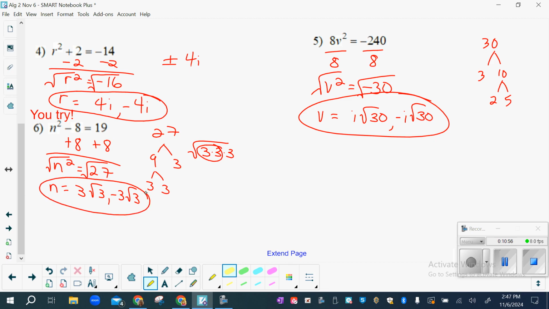You should get an answer of 3 square root 3 and negative 3 square root 3. Questions on that? Okay, on to the next example.